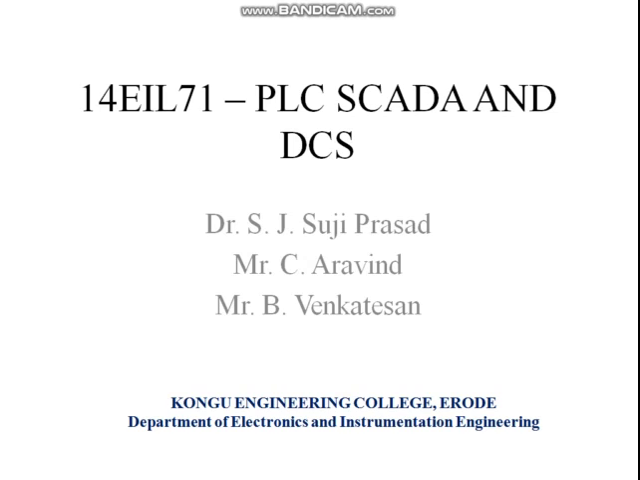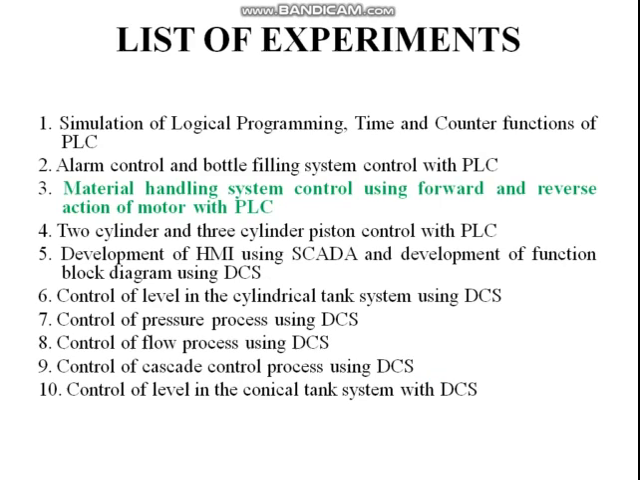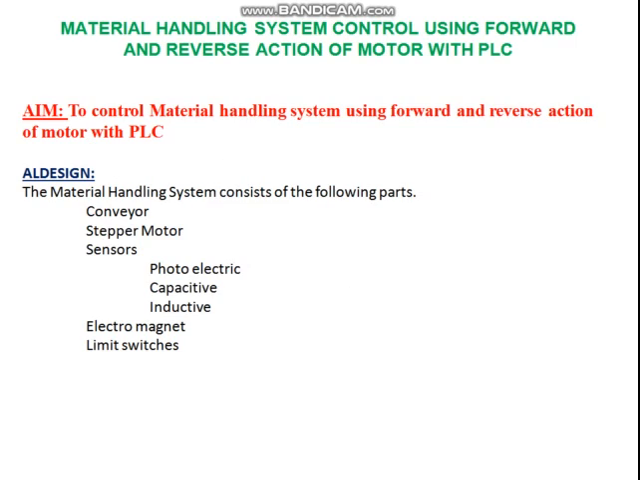So we are going to do the third experiment today. The third experiment in our list of experiments is material handling system control using forward and reverse action of motor. So we are going to use a servo motor. That motor will be controlled through PLC. So we are going to handle a robotic arm like arrangement in our laboratory. So the material handling system control using forward and reverse action of motor with PLC.